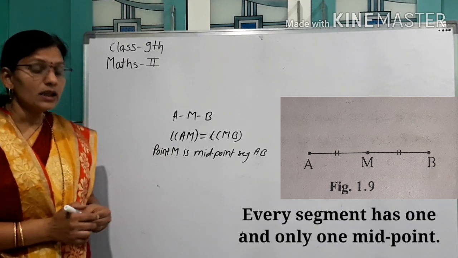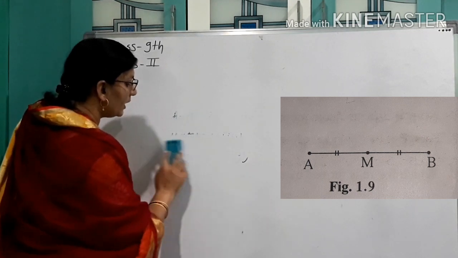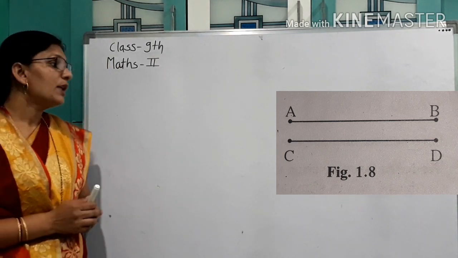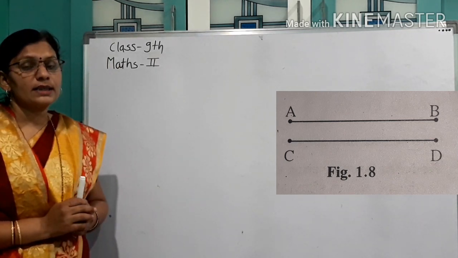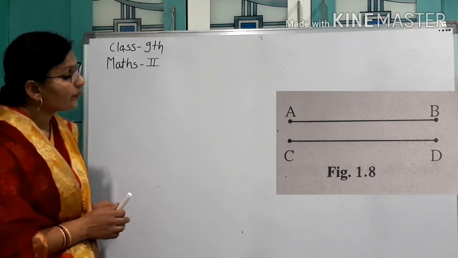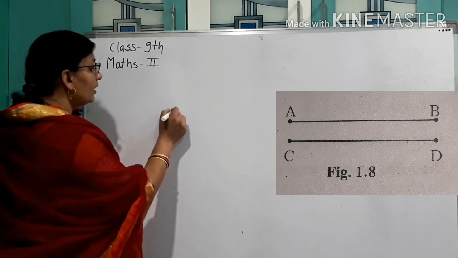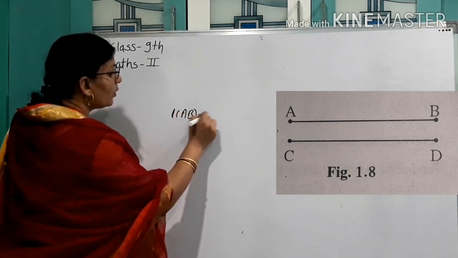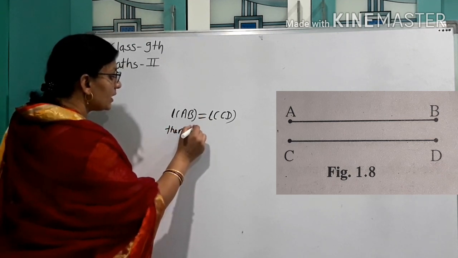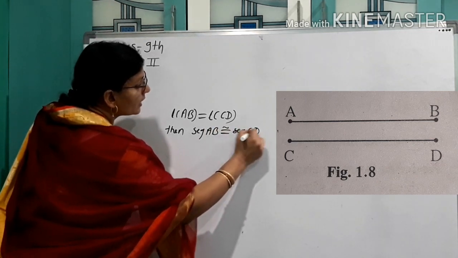Then how to compare the given segments? Before that, let us study about congruence of segments. If the lengths of two segments are equal, then we say that the two segments are congruent. In the figure, segments AB and CD are given, and if length of AB equals length of CD, then we say that segment AB is congruent to segment CD.